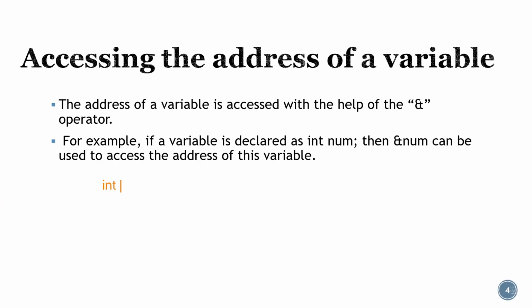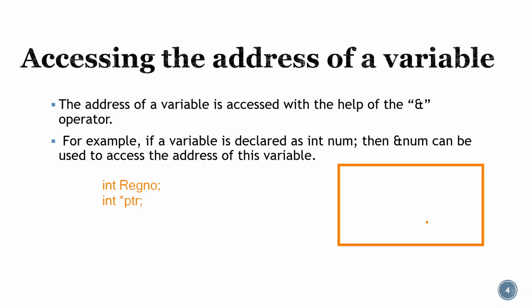Suppose I say int reg number, this will create a variable. Now suppose I say int star ptr, just to say this is a pointer. Why is it a pointer? Because it is starting with a star. Now how do I get the address of the variable? So you have the memory here. Inside this memory there is a variable which is a named memory location called reg number. There is an address associated with this reg number, which we are not generally using.